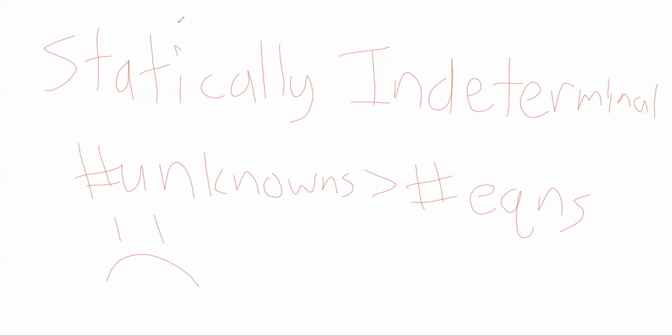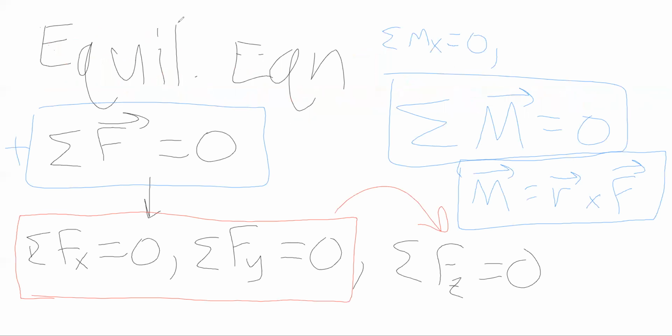So kind of going back to what I mentioned earlier, if we have a 3D equilibrium, that means we have 6 equilibrium equations if we go back to the previous slide. So if we have 3D equilibrium, we have these 3 force equations, and then we also have 3 moment equations. So that means we have 6 equations total. So if we have a 3D body, that means we can solve for 6 unknowns. If we have more than 6 unknowns, that means it's statically indeterminate and we can't solve.